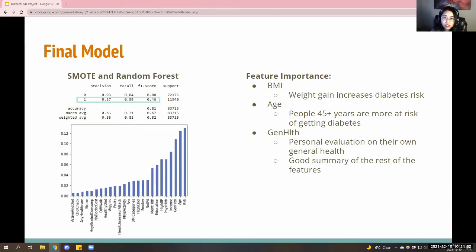The top 3 most important features are BMI, age, and also general health. Weight gain is a common risk factor for diabetes. So BMI is a good indicator for this because weight gain may increase insulin resistance. People who are over 45 years old are more at risk for getting diabetes because they get insulin resistant as they age, and their pancreas, which makes insulin, deteriorates as they age as well. General health is a personal evaluation of the participant's own health, and this is a good summary for the rest of the features as long as they're being honest.